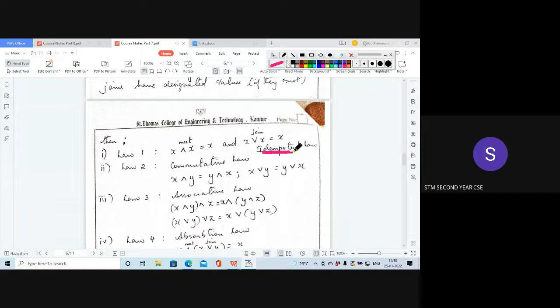Then the second law that should be satisfied in a lattice is the commutative law. Now what is the commutative law?